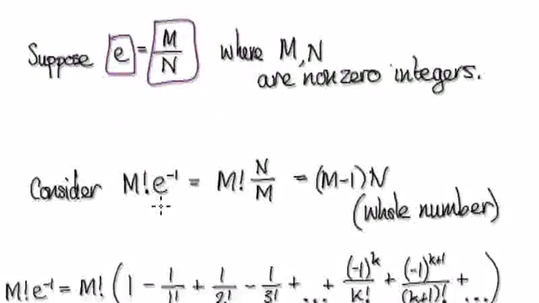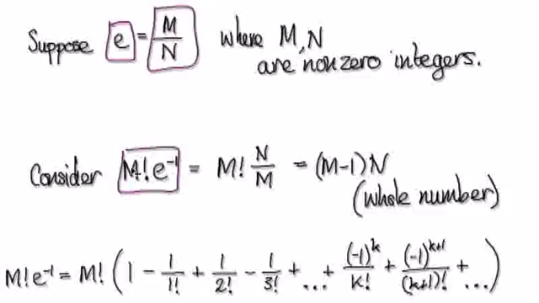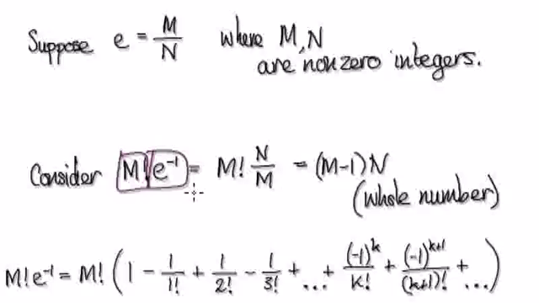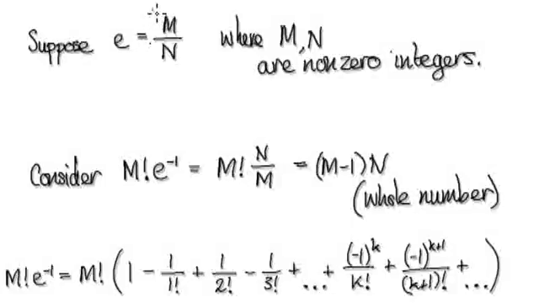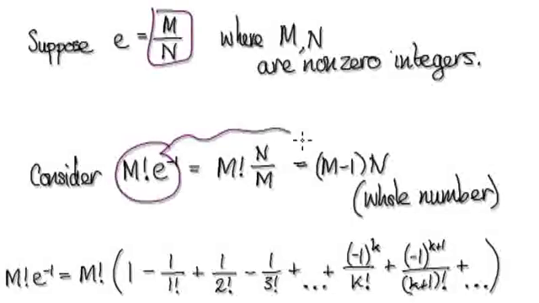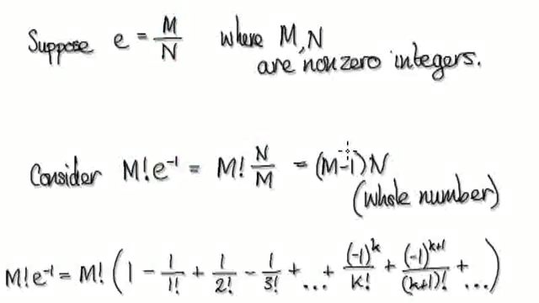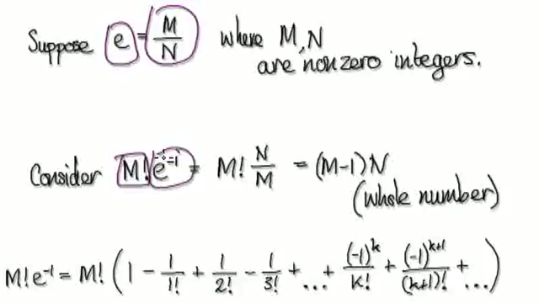Now, if e can be expressed as a fraction, then consider this quantity here. This quantity will be a whole number. It must be an integer, because m is a whole number. So m minus 1 will be a whole number times another whole number, and the overall thing must be a whole number. So if e can be expressed as a fraction, then this quantity, where you have this thing times this thing, must be a whole number.